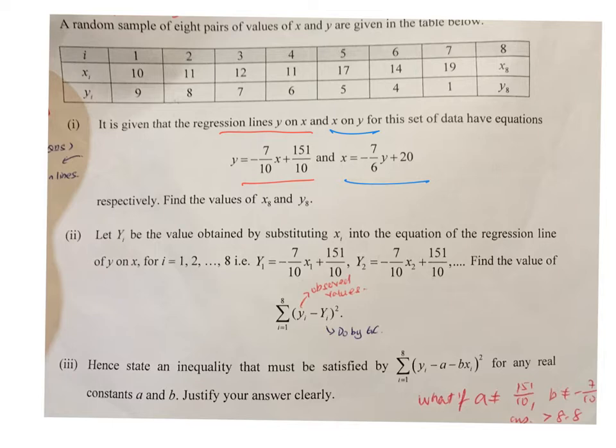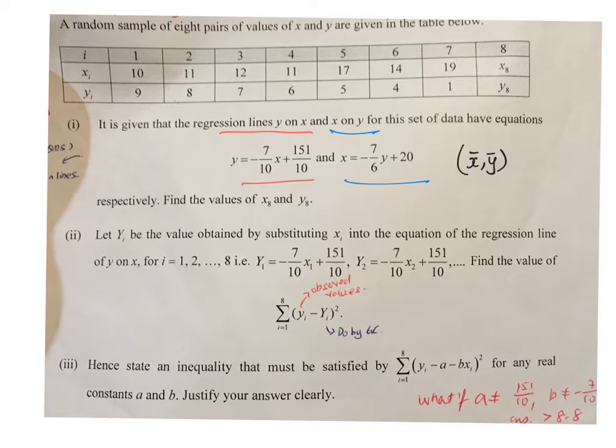The concept that we're going to use here is to remember that there's a particular point that actually satisfies, or lies on, both the regression line y on x and x on y. So do you remember, like during lecture, what's that point? Yes, that point is actually x bar, y bar, right? So x bar, y bar is the point that actually lies on the regression line y on x and x on y, right?